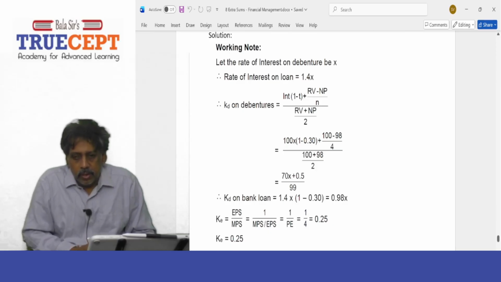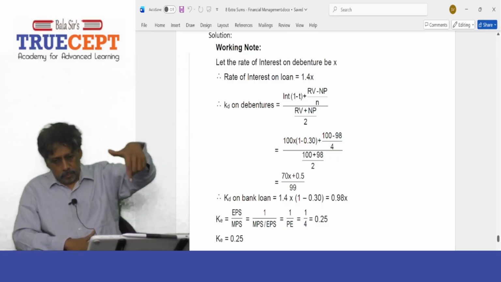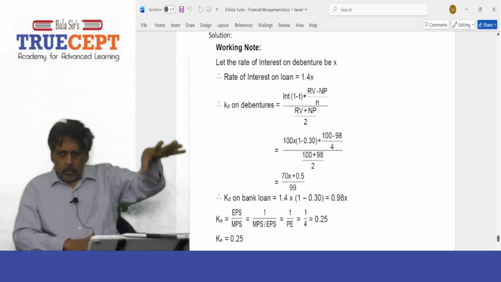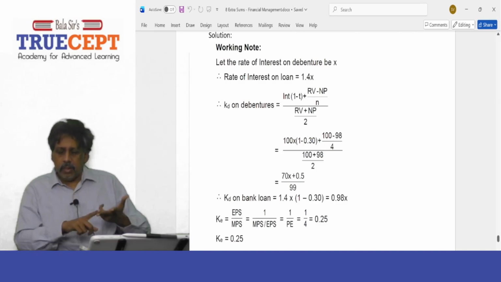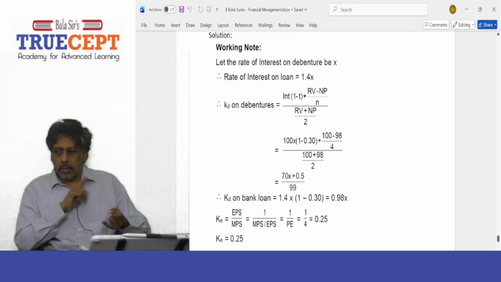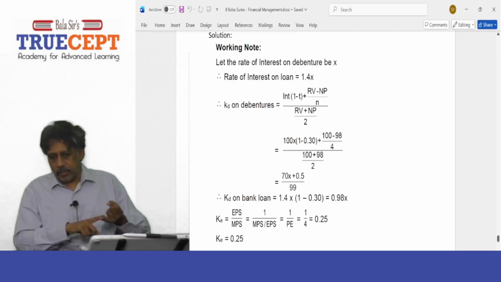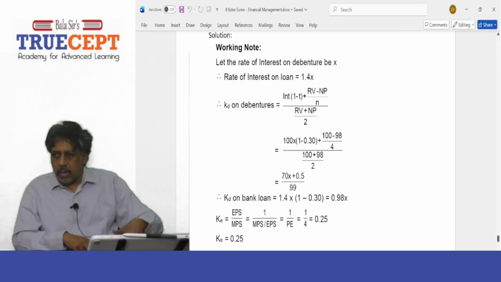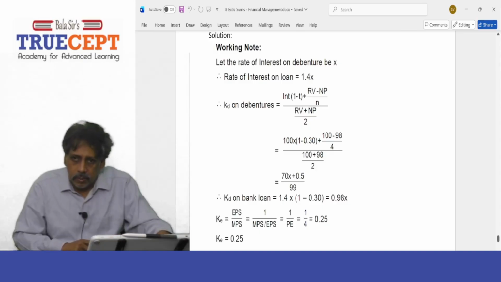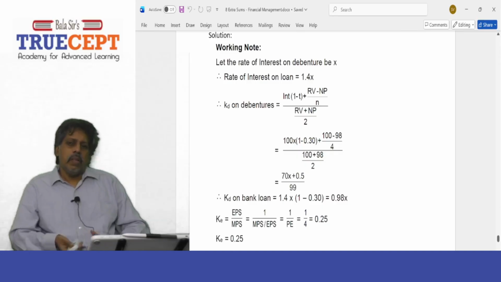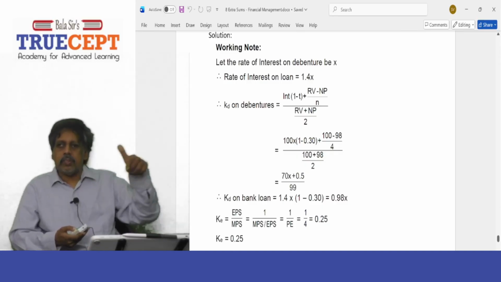Yes. Go ahead, ma, read. What is going first? Working note. Let the rate of interest on debenture be X. That is going to be X% on face value. I think the debentures are trading at rupees 98, face value how much? 100 rupees, right? If I haven't given that explicitly, you can assume 100 because they're trading at 98. But have they given rupees 100 per debenture? No, sir. Not given, you can assume that because the debentures are trading at rupees 98 in the market. So 100 face value, on that X%. And what is the rate of interest on bank loan? It is 1.4 times X.